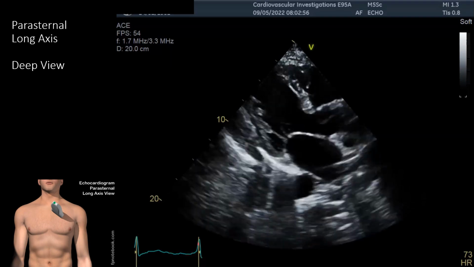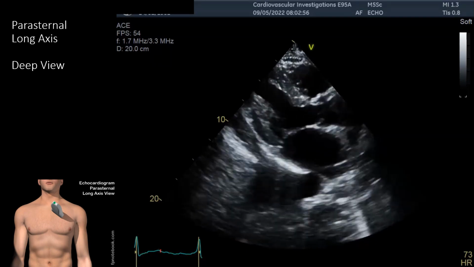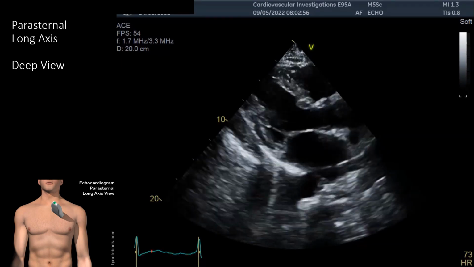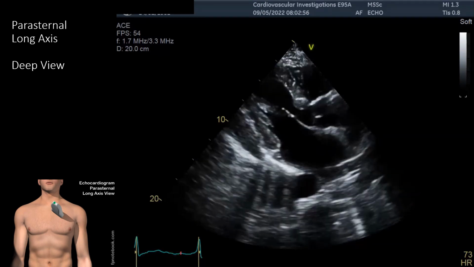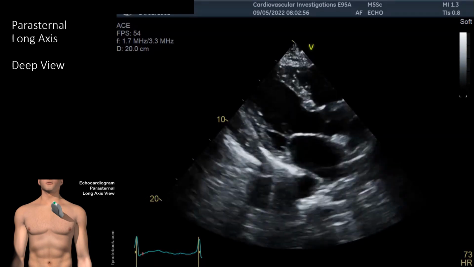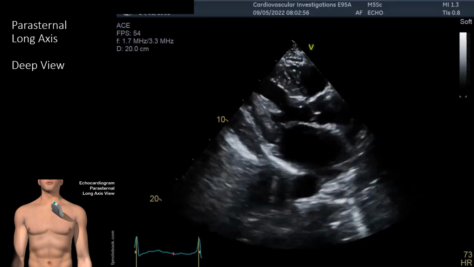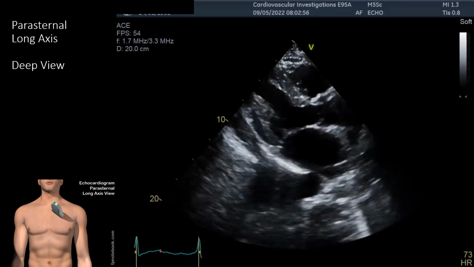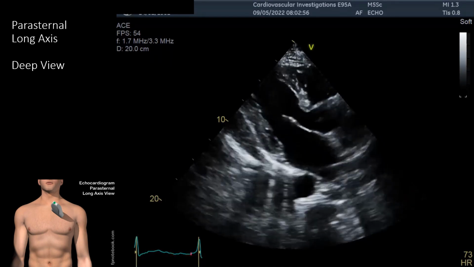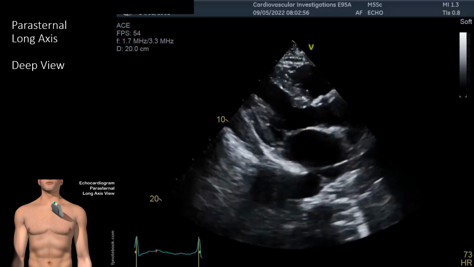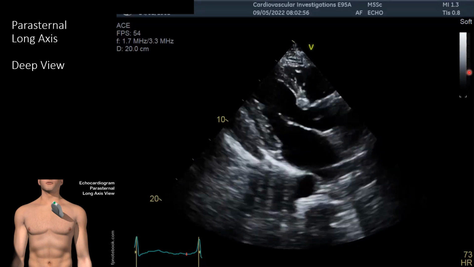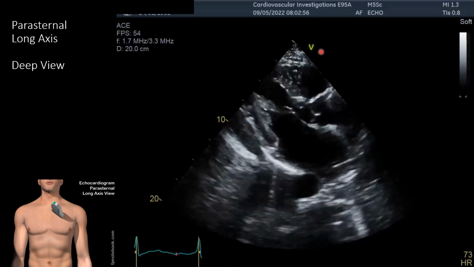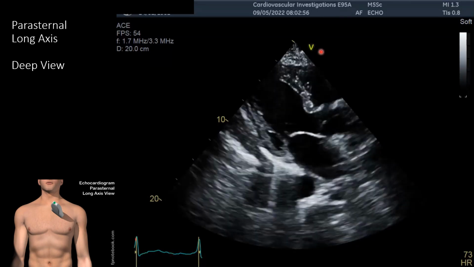To begin with, on the parasternal windows, the probe is placed on the patient's left sternal edge in intercostal spaces, starting high and then moving down until an image of the heart is obtained. Probe marker is pointed towards the patient's right shoulder. And so on the right of screen, we actually see the apex of the heart, and on the left of screen, we see the base of the heart. The probe marker on the screen indicates the side that is pointing to the patient's right shoulder.